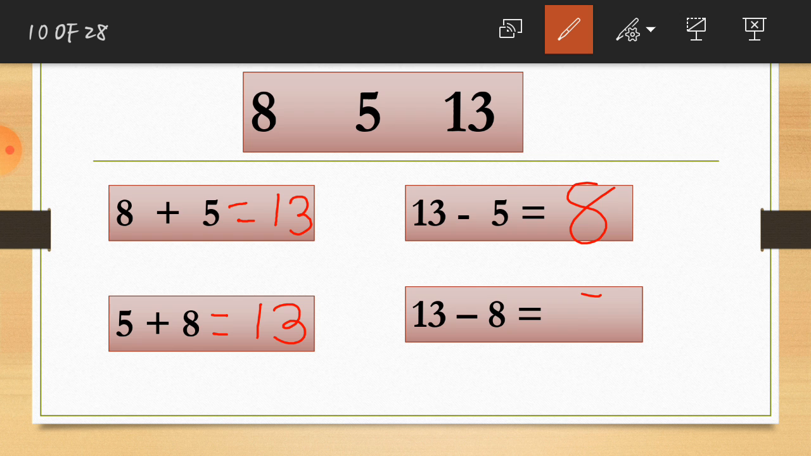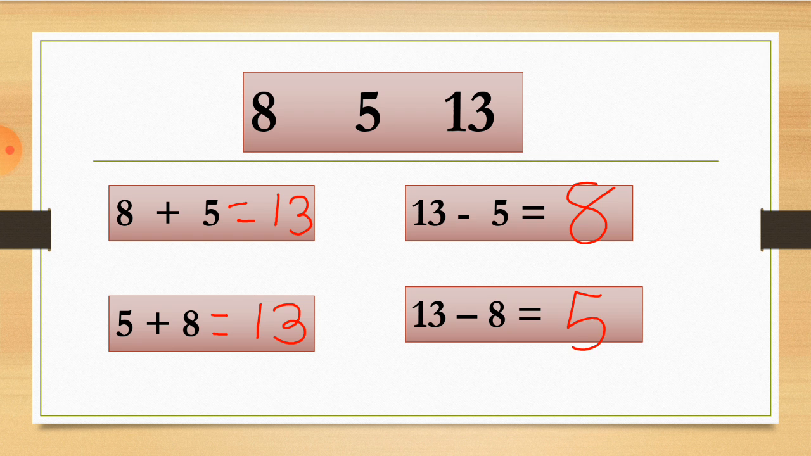So I write here answer, which is our answer. So here you get 5 as an answer. Here you can see there are 4 rows. Every row has the full family, 8, 5 and 13. Here is 8, 5 and 13. Here is 5, 8 and 13. Here is 13, 5 and 8. Here is 13, 8 and 5.